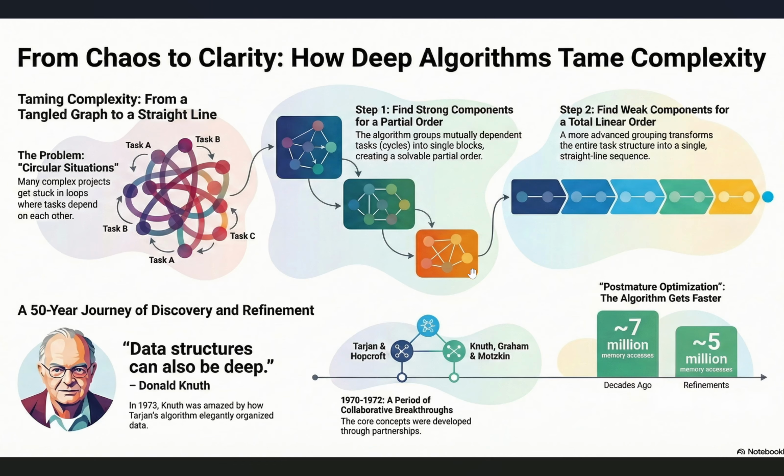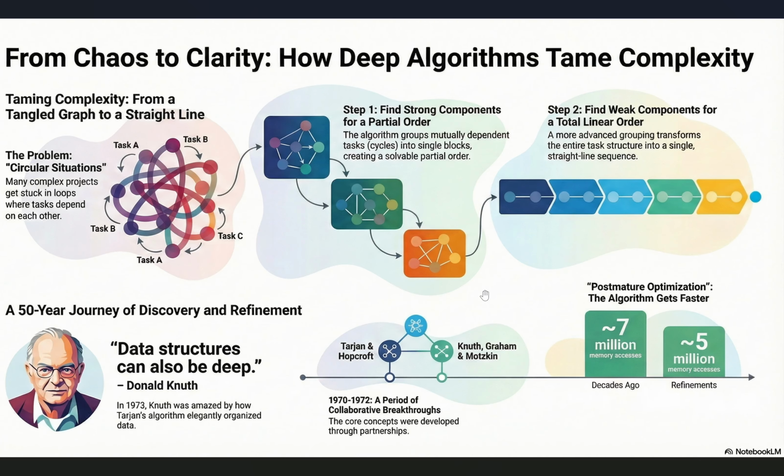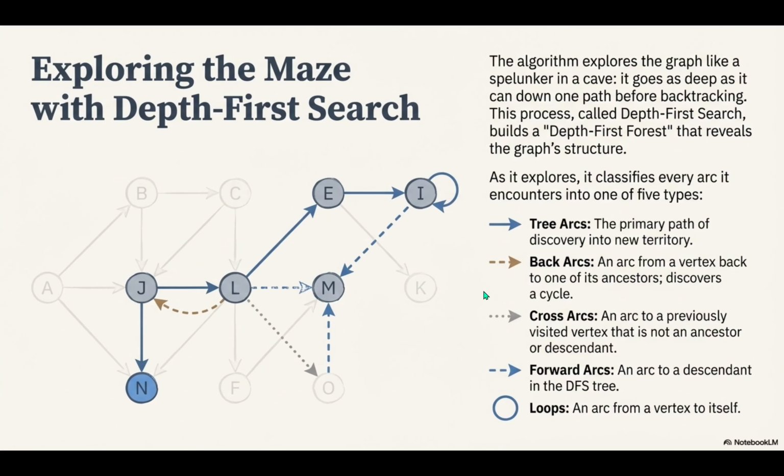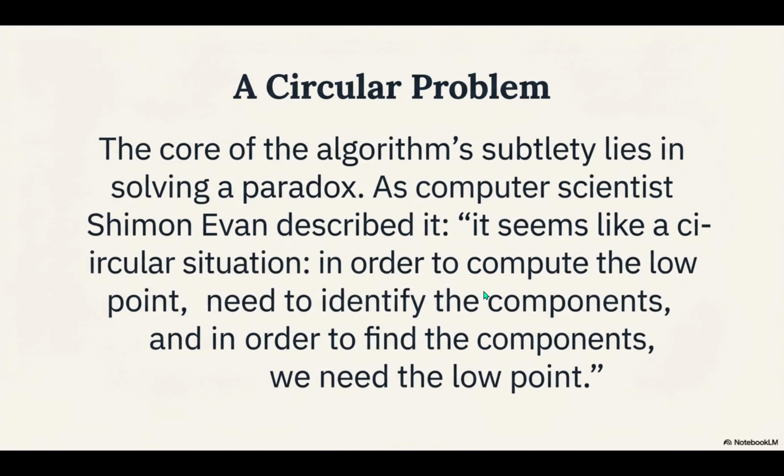And that ingenuity was necessary because of what the sources call the circular problem paradox. Yes, this was a real chicken and egg problem. The paradox was this. To identify the boundaries of a strong component, you need to know this value called the low point. Okay. But to accurately calculate that low point, you first needed to have already identified the components. It seemed impossible. So how did Tarjan solve that? How do you thread that needle?